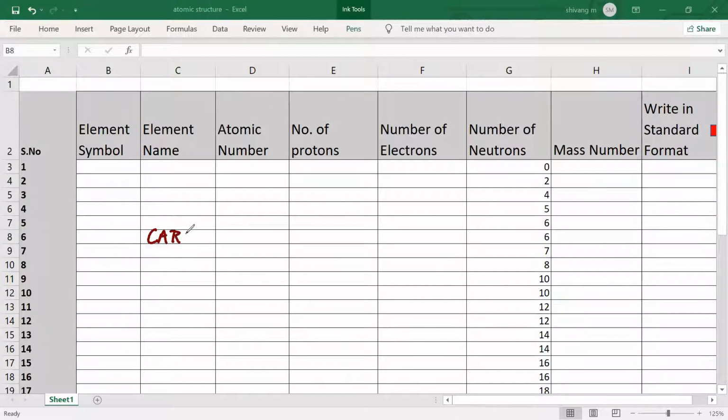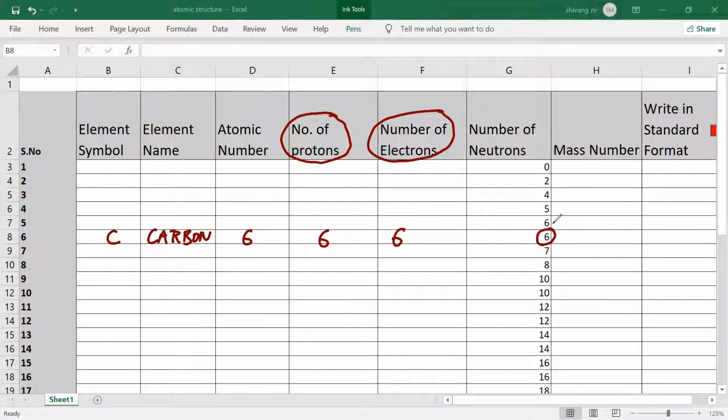So carbon, symbol is C, atomic number is 6. Okay. What will be the number of protons? So 6. Number of electrons? So 6. Now, here you will find that the number of neutrons is given to be 6. Are we clear?